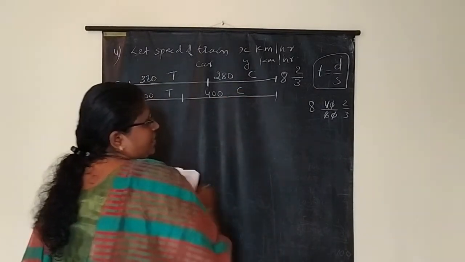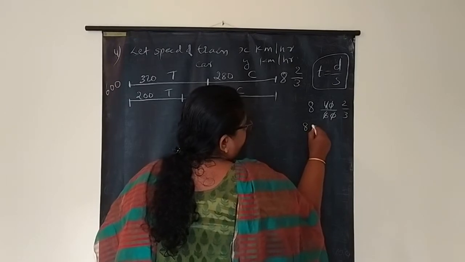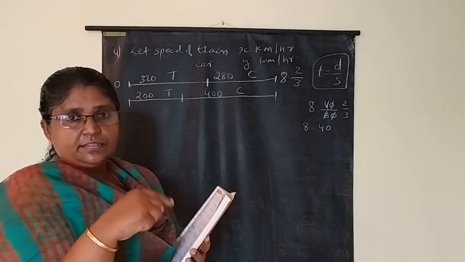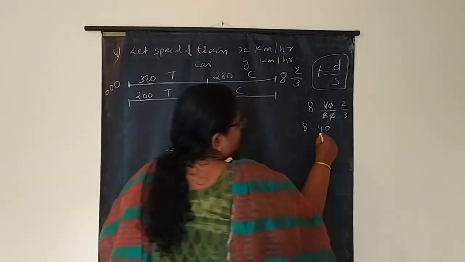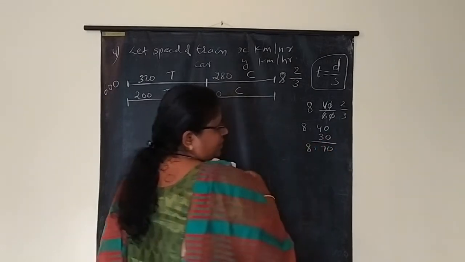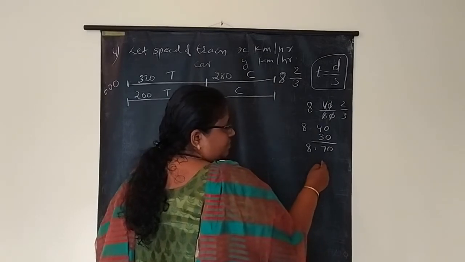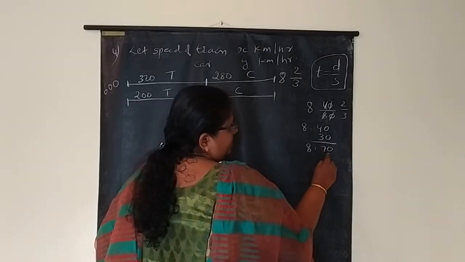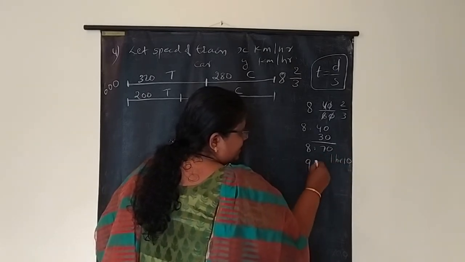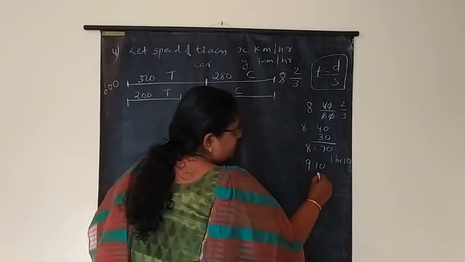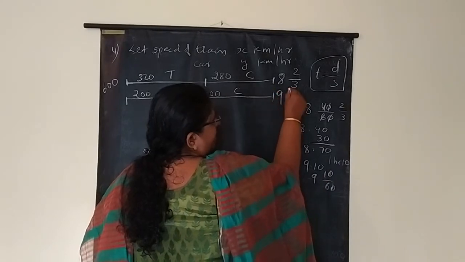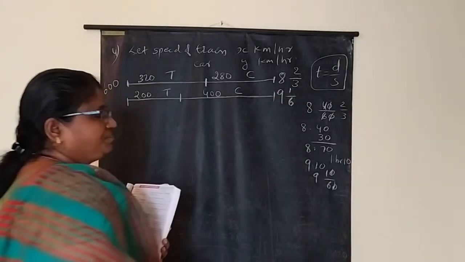What happened? Here he required 8 hours 40 minutes. Second case he required 30 minutes extra. So we have to add this. What is getting? 8 hours 70 minutes. 70 minutes means what? 1 hour 10 minutes. So time is 9 hour 10 minutes. So what is that? 9, 10 by 60, that is 9 and 1 by 6.